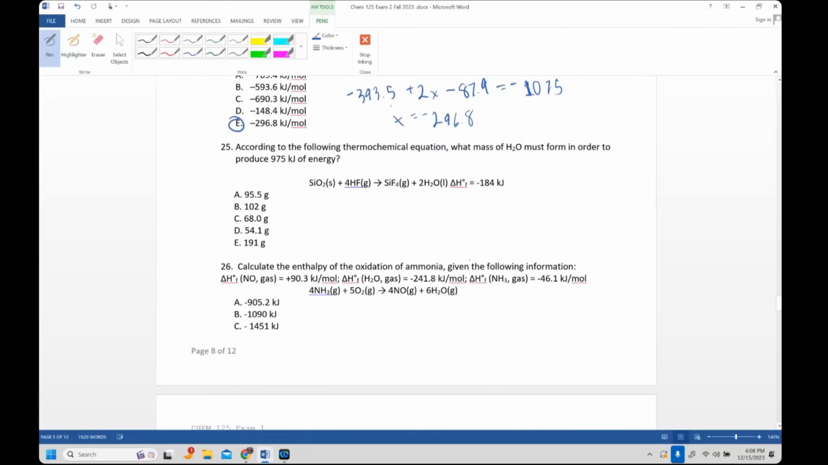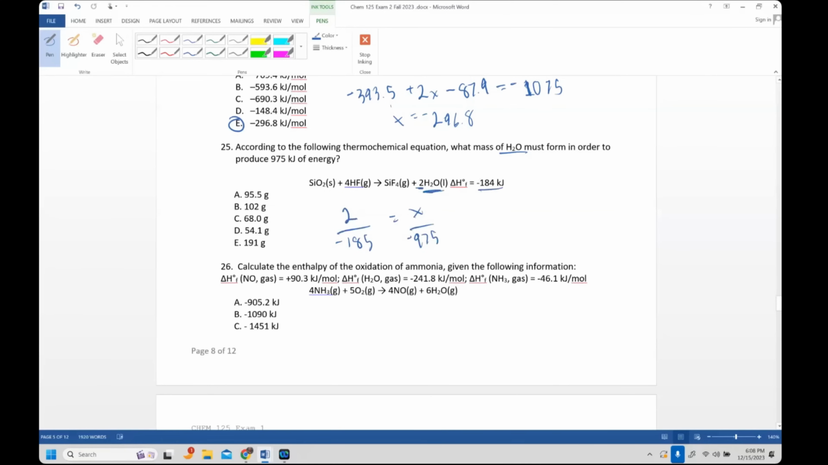According to the following thermochemical equation, what mass of H2O must form in order to produce 975 kilojoules of energy? Okay, so this one's not too bad. Just dimensional analysis. Let's look at this reaction, and we're focusing on H2O. In this reaction, H2O is in the product. 2 moles of them create negative 184. So if 2 moles create negative 184, then X creates negative 975.